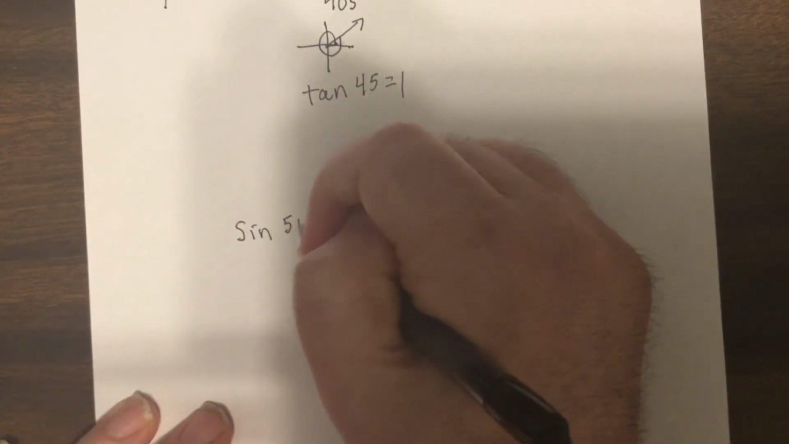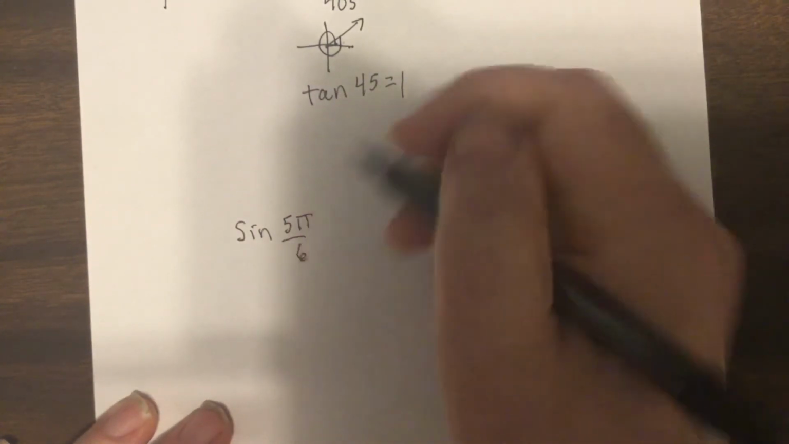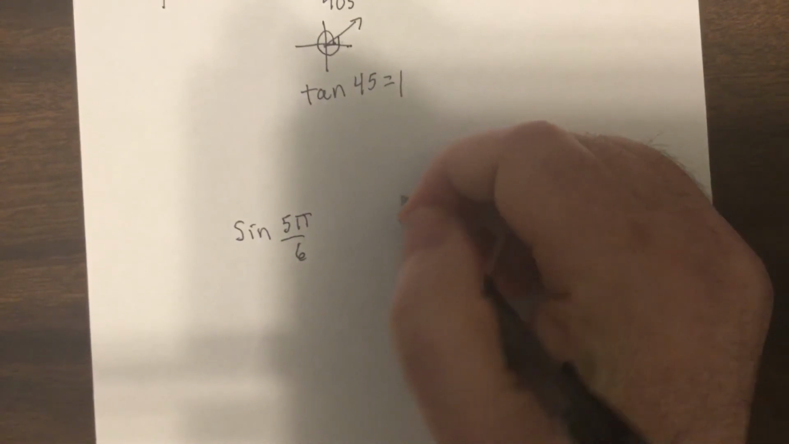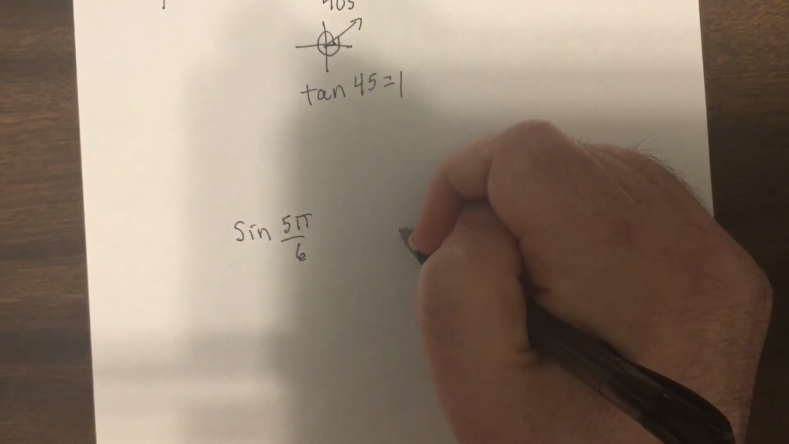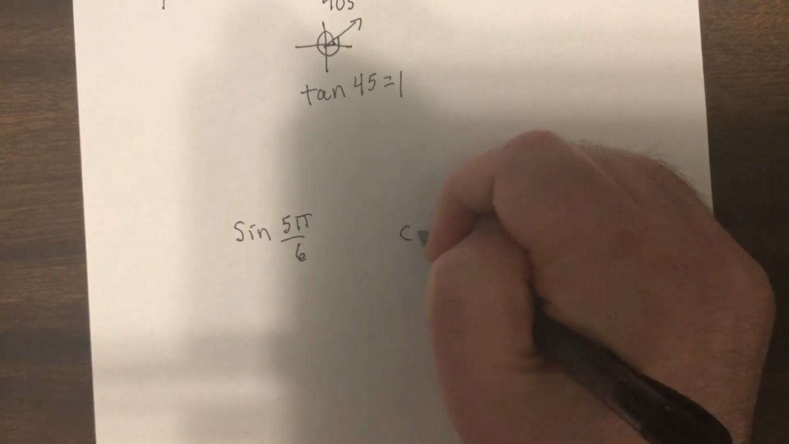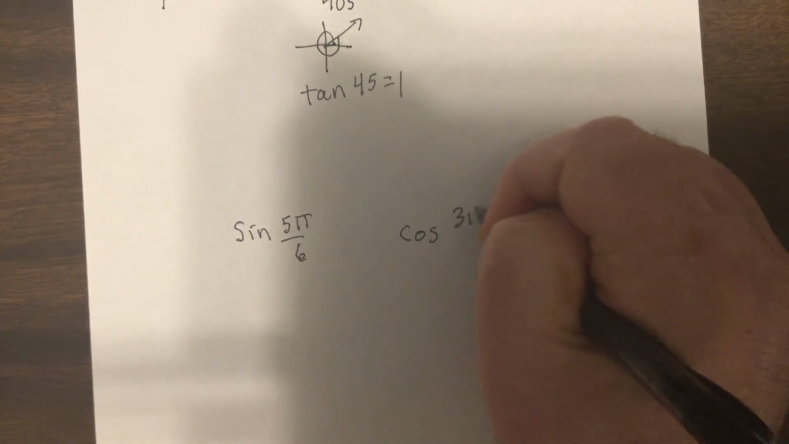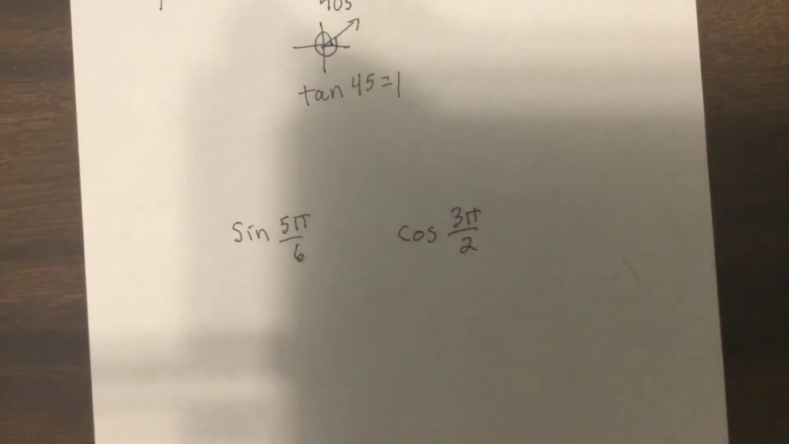Sine of 5 pi over 6. And cosine of 3 pi over 2. See if you can figure those out. And we'll continue with this tomorrow on Friday. They say I can come back because that's day 5.5 for me. I will be wearing a mask.